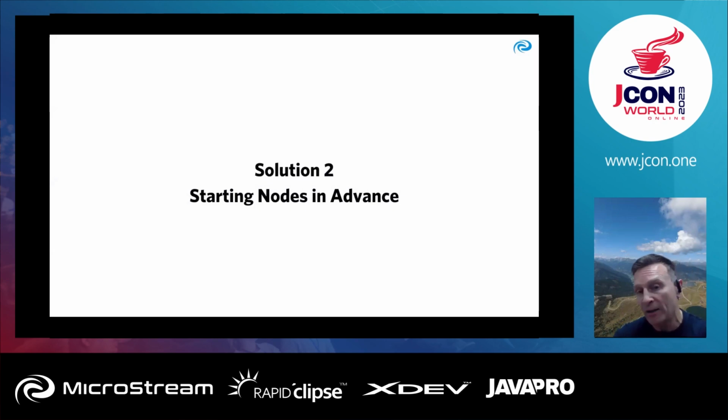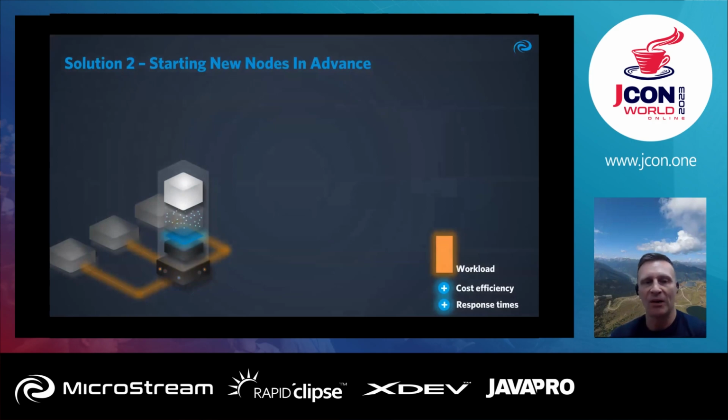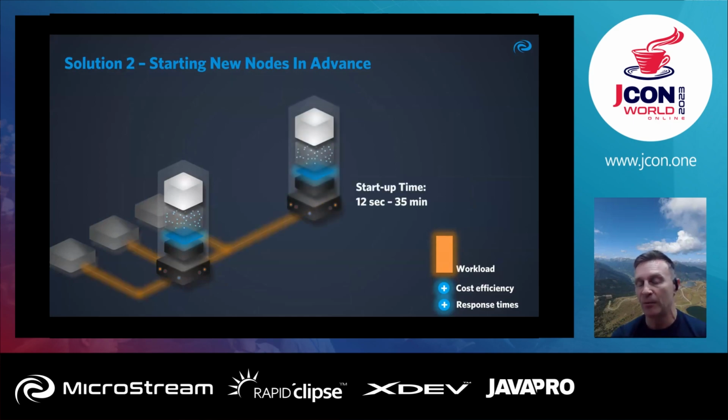Solution number 2 was starting nodes in advance. How does it work? Of course, everything is AI and machine learning today. So why not add some machine learning to the EclipseStore cluster? Then we can assume that in some minutes, probably the load will go up. So let's start machines in advance. So we have some more time, and if the load really goes up, then our cluster will be prepared. That works great.